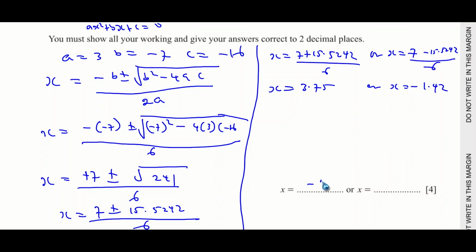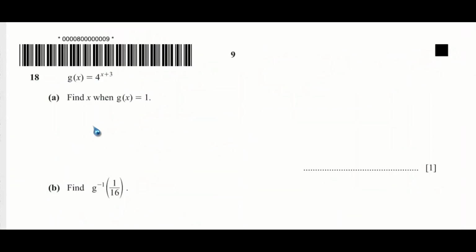So negative 1.42, or x equals 3.75. So let's go to the next question. That will be question 18.